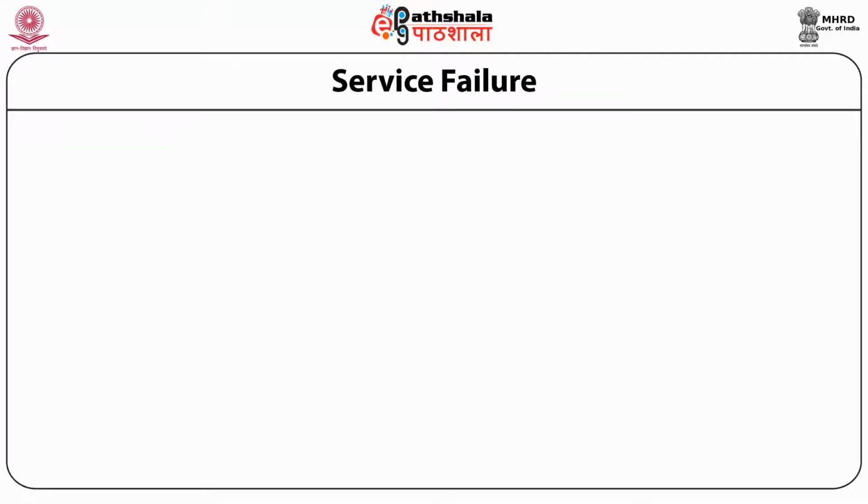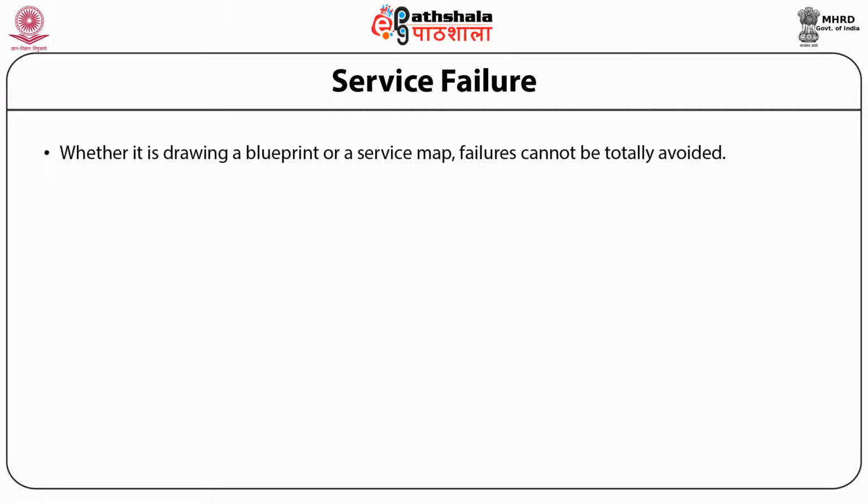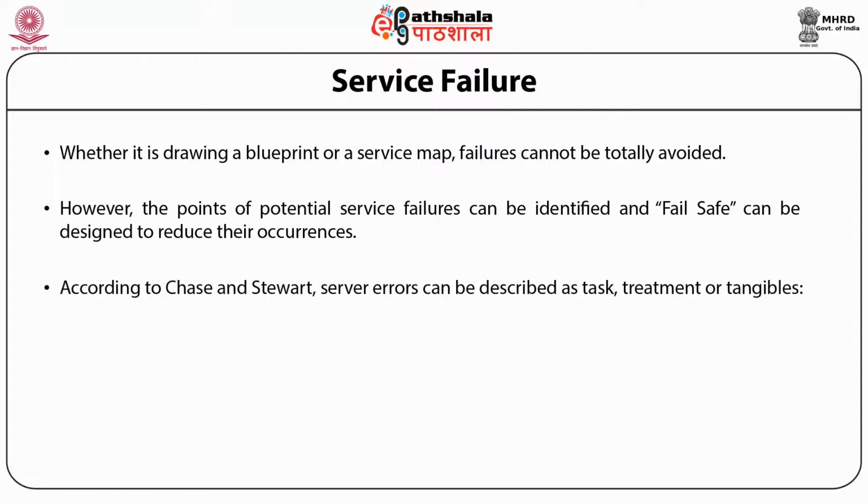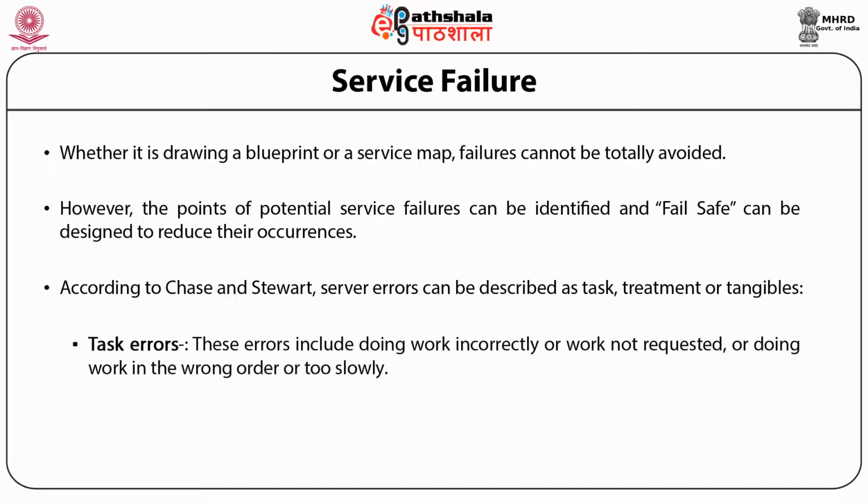Service failure. Whether it is drawing a blueprint or a service map, service failures cannot be totally avoided. However, the points of potential service failures can be identified and fail-safes can be designed to reduce their occurrences. According to Chase and Stewart, service errors can be described as task, treatment, or tangibles. First is task errors. These errors include doing work incorrectly or work not requested, or doing work in the wrong order or too slowly.